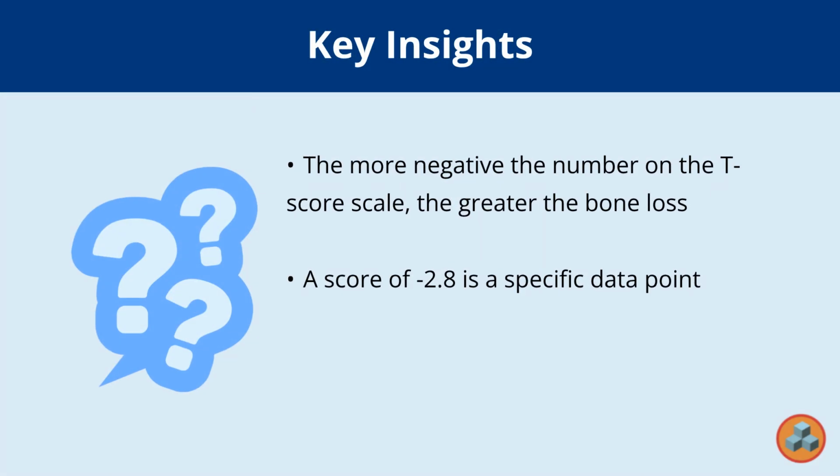Before we look at the options, let's make sure we have the World Health Organization T-score classification system clearly in mind, because this question is essentially asking you to apply a straightforward numerical threshold. The T-score scale works like this. The more negative the number, the greater the bone loss. A score of -2.8 is a specific data point, and your job is to know exactly where it falls on that scale. Let's explore each of the options.